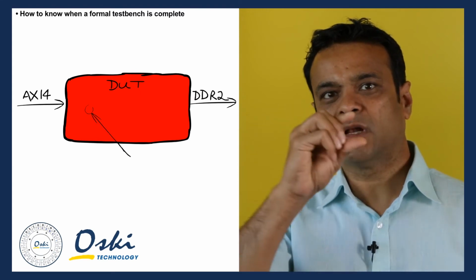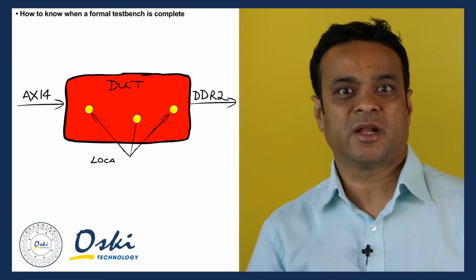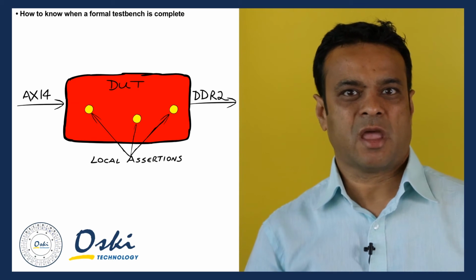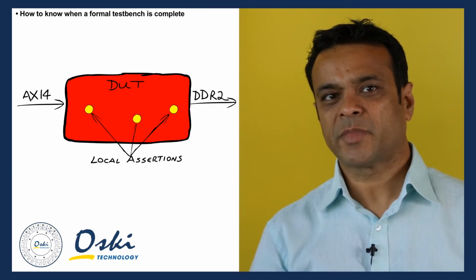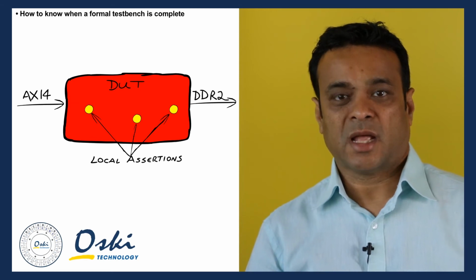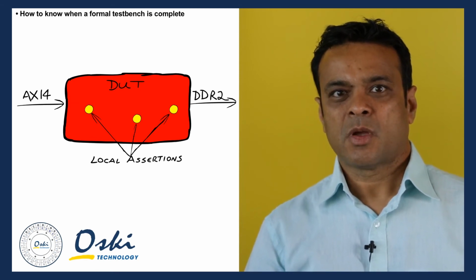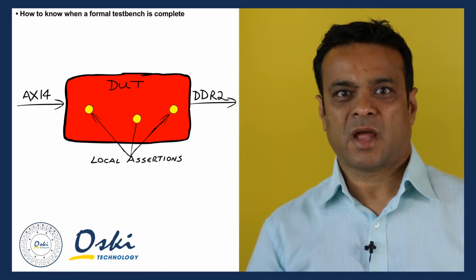You can verify very local things in your design, local RTL assertions, FSM pragmas, state machine encoding, and so on. And that's good and can find some bugs. Or you can be more exhaustive and try to verify interfaces.